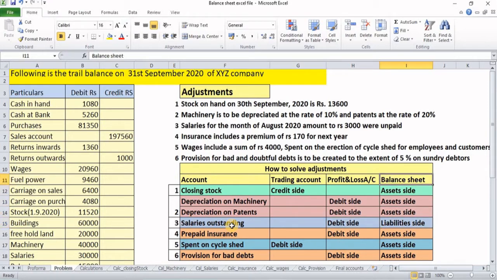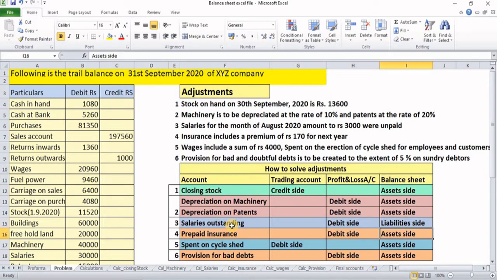Our next adjustment is insurance includes a premium of rupees 170 for next year. That means we have paid in advance. Insurance is always considered as an expense. So we will show it on the debit side of the profit and loss account. Since these are paid in advance, we don't have to pay it in future again. So we will show this on the asset side of the balance sheet.